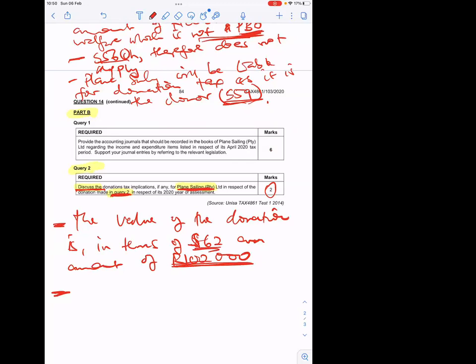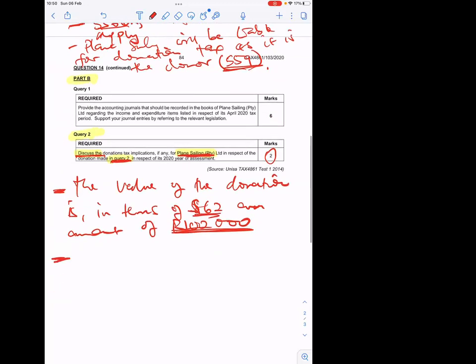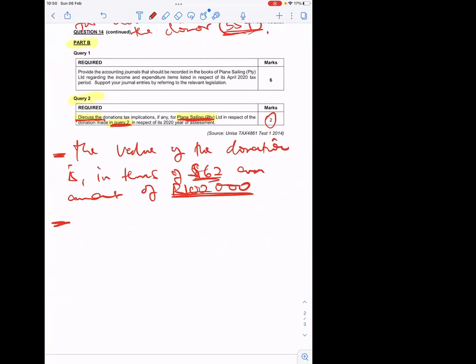I now need to talk about the exemptions. Are there going to be any exemptions that will apply? It's a company. Will I apply my 10,000? No, I won't. This is not a casual gift. It is more than 100,000. I need to put that down in order for me to get the marks.